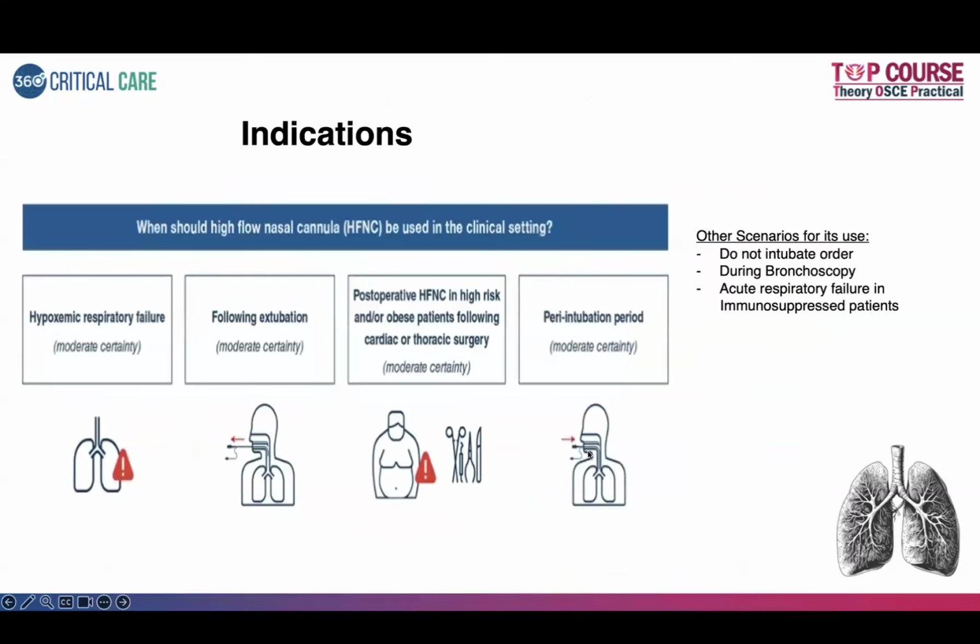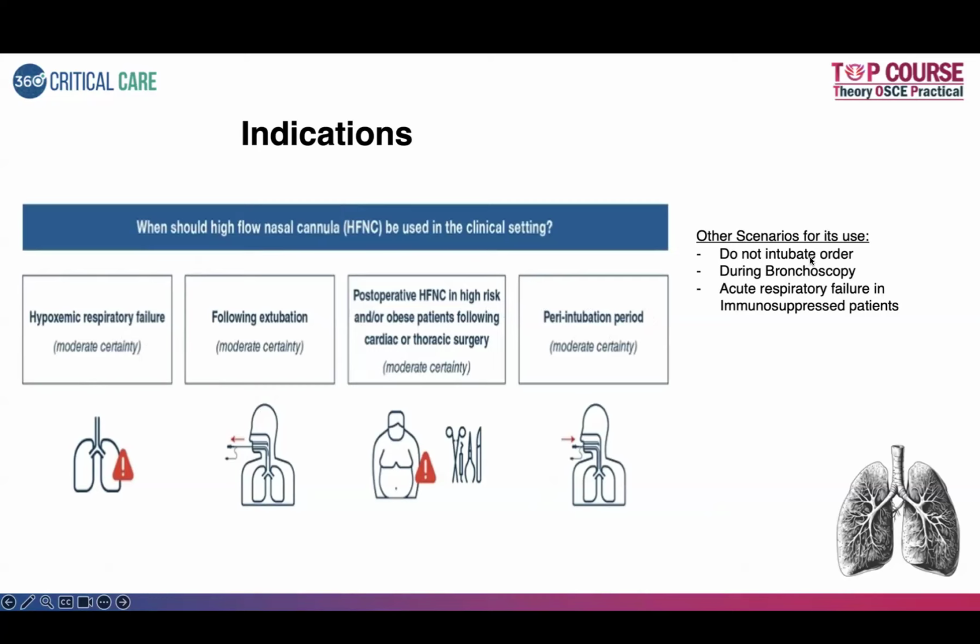So where do you use it? As of now, the areas where it has been studied and shown a certain amount of benefit are in patients with hypoxic respiratory failure, in patients following extubation, in post-operative HFNC in high-risk and obese patients following cardiac or thoracic surgery, during the peri-intubation period. So these are 4 areas where it is being studied.